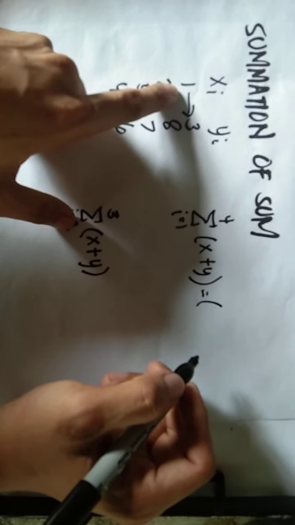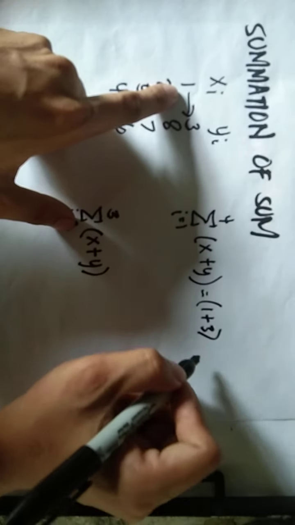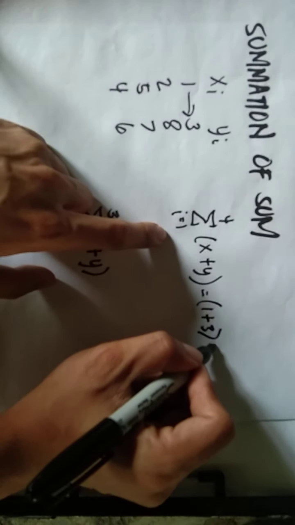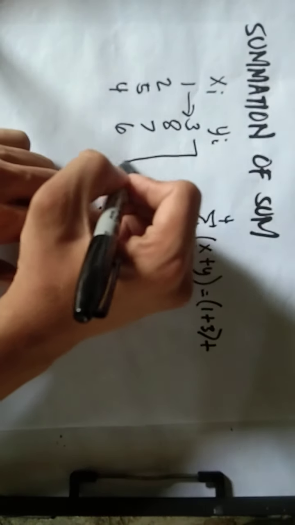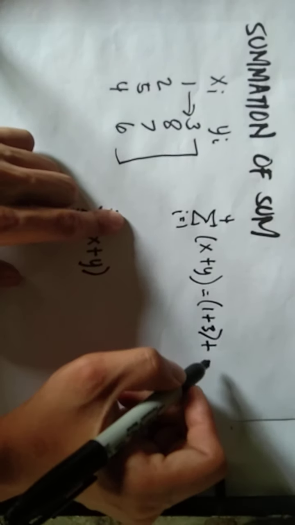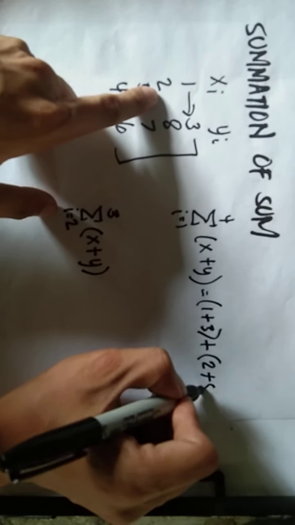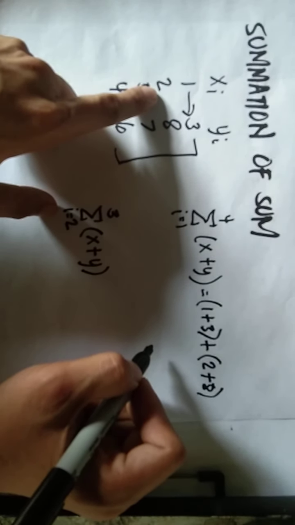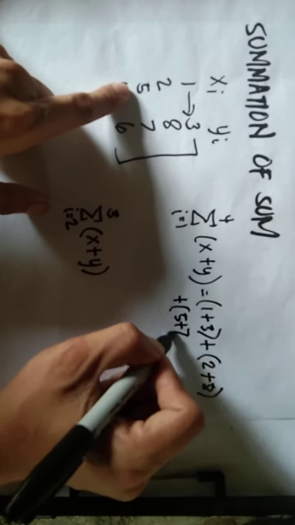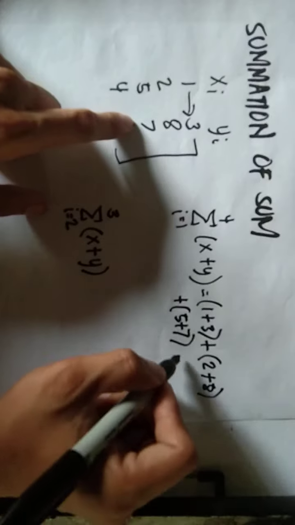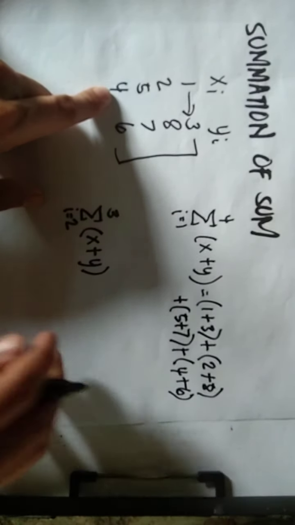So we will have x sub 1 plus 3, plus, so 1 to 4 daw yung ating ipagpa-plus. 1 to 4, so magkakaroon tayo ng 2 plus 8. And then, pag-plus natin yung 5 plus 7. And then, 4 plus 6.